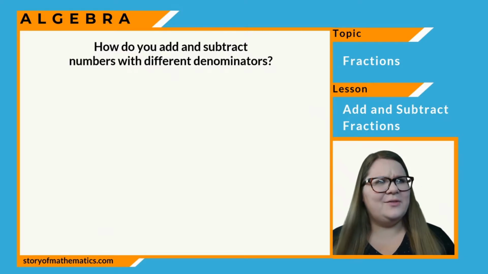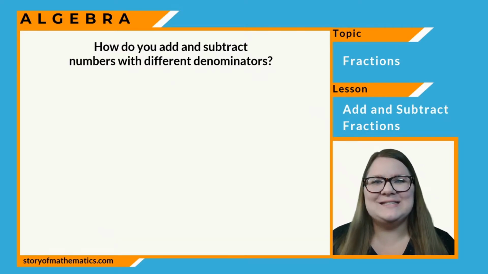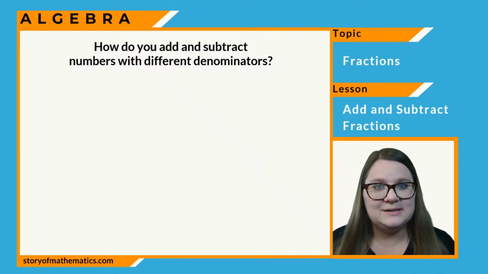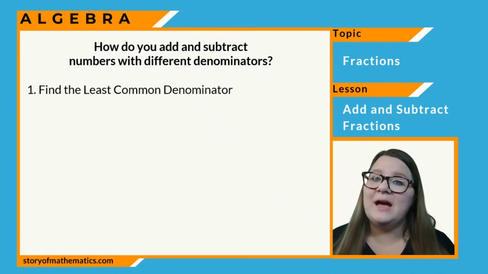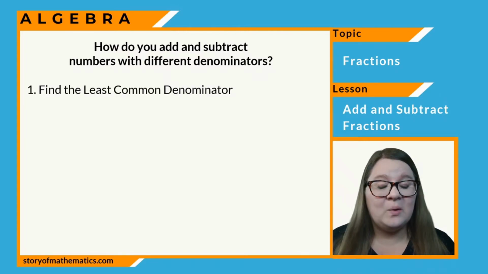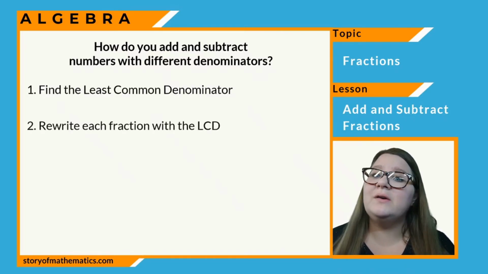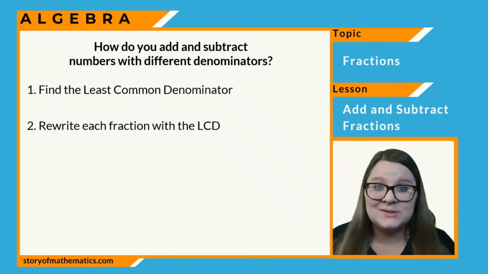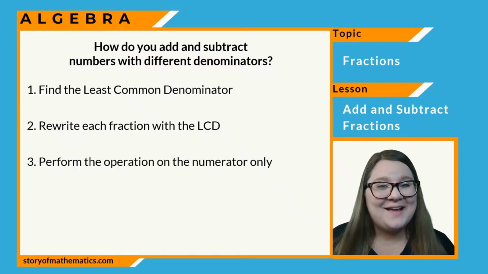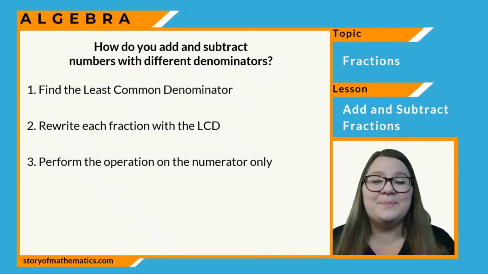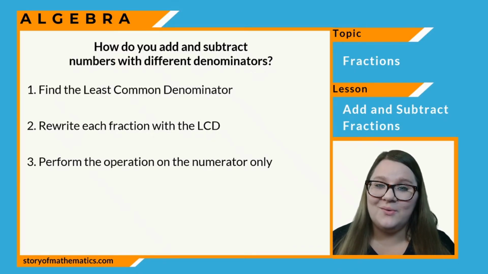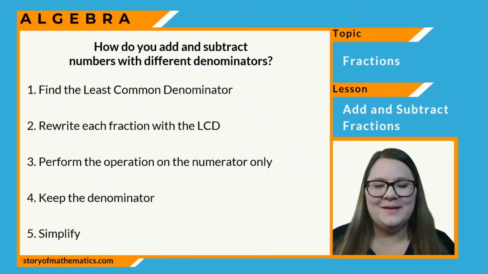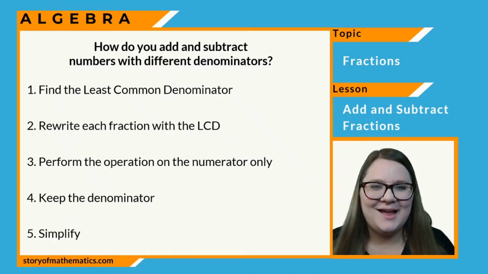But what if the denominators aren't the same, you might ask? Well, if they have different denominators, then your first step is going to be different. What you're going to do is find the least common denominator, or LCD. Then you're going to rewrite each fraction with that LCD as the denominator. After that, you'll be able to follow the steps as before. You're going to perform the operation on the numerator only, keep the denominator, and simplify if possible. Let's try a problem like that.